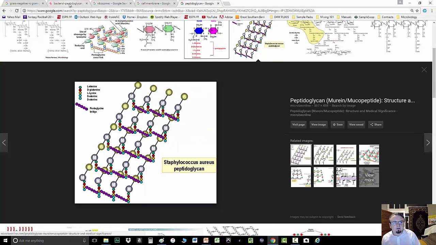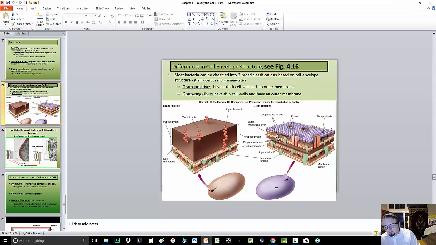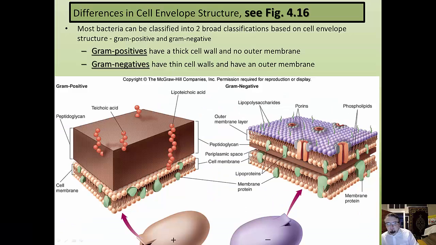So let's go back here. Here we go. This is not a very high resolution, but it's showing you different layers of this peptidoglycan substance. So there's multiple layers where this is stacked on top of each other. So think of it like multiple sheets of this chain link type of substance. So with gram-positive bacteria, we have the membrane and we have a thick cell wall made up of multiple layers of peptidoglycan. And this characteristic is what defines the basic concept of what we call a gram-positive bacterium.